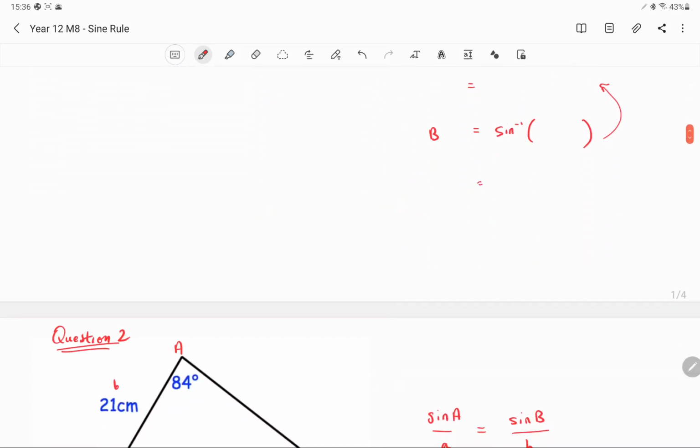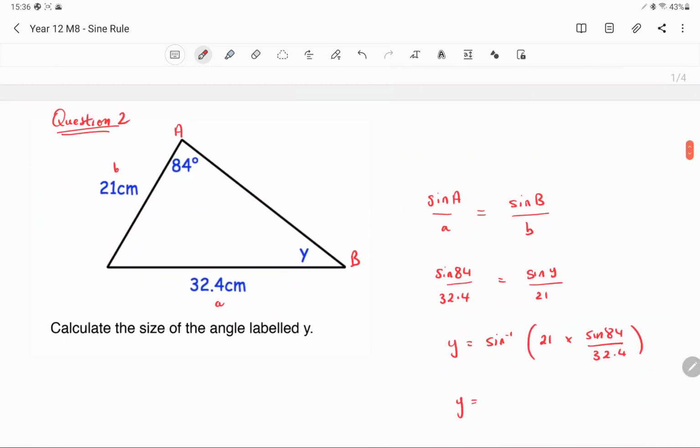So another very similar question then. We're looking for the size of the angle labelled Y. So start by labelling your sides and your angles. There's angle A, and opposite it is side A. Here is angle B, which we don't know yet, but opposite it, we do know side B.